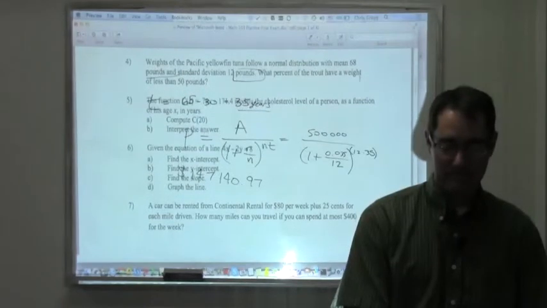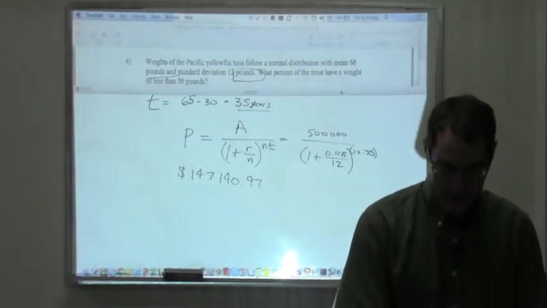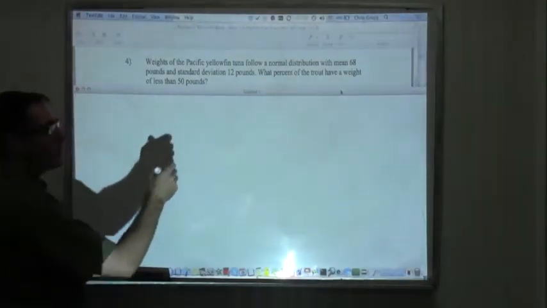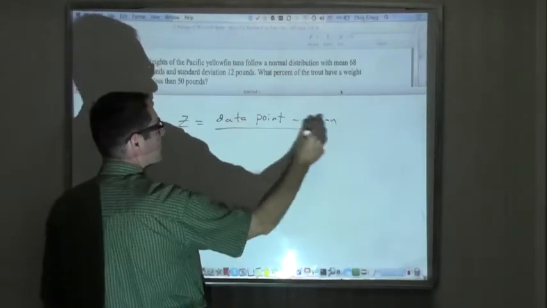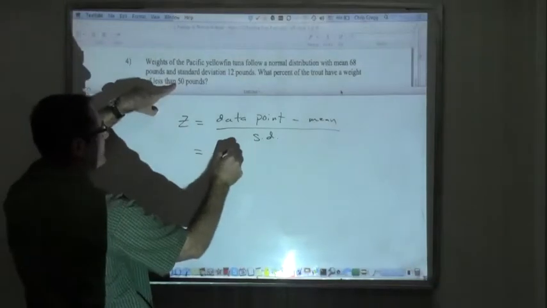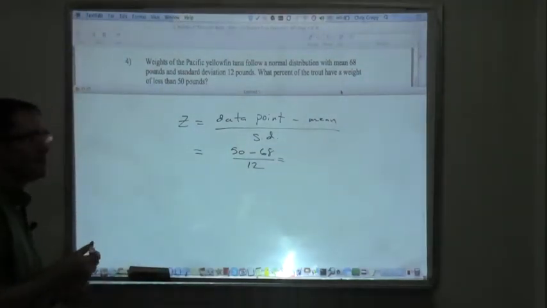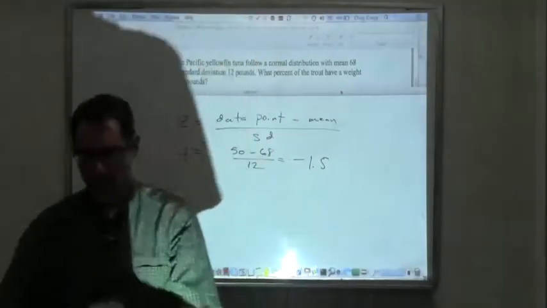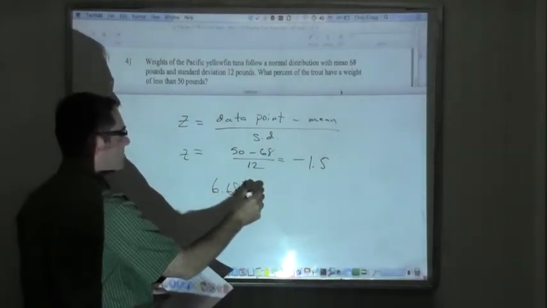Pacific yellowfin tuna. Normal distribution. You use your formula sheet for this. You say, I can do this if I know the z value. The z value equals the data point minus the mean, divided by the standard deviation. We get all that information. So for less than 50 pounds, 50 minus 68 divided by 12. 50 minus 68 is negative 18, divided by 12 is negative 1.5. That's the z value. You look at your formula sheet for negative 1.5, and it says 6.68.